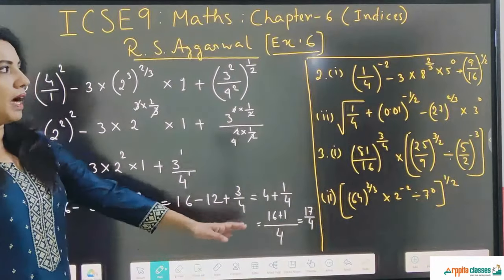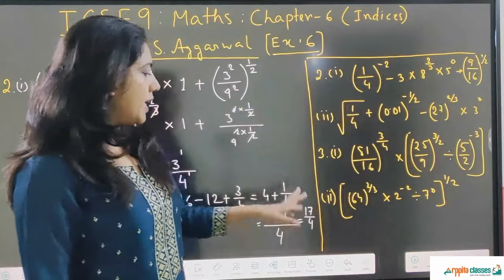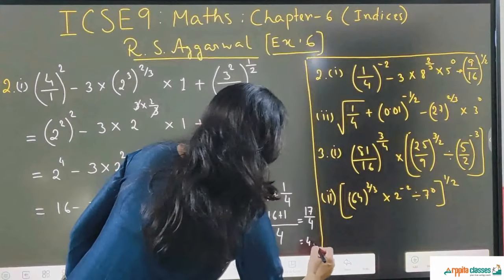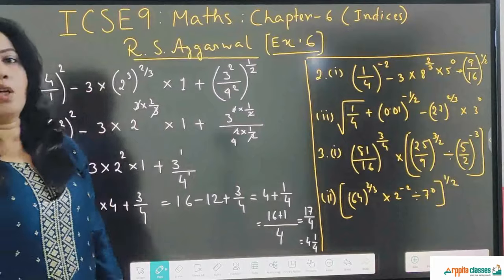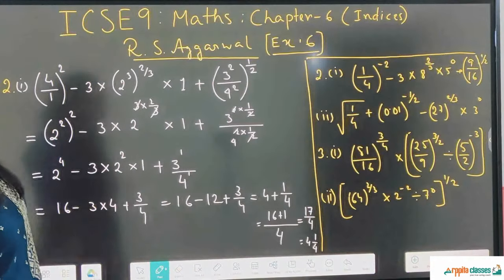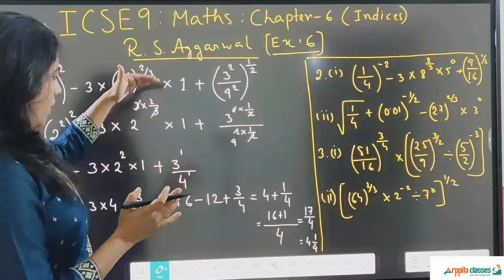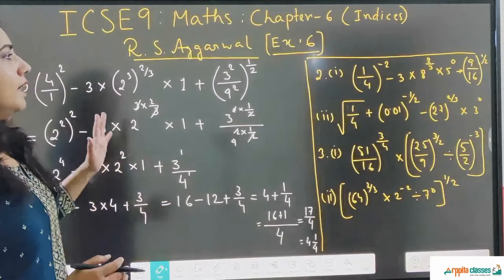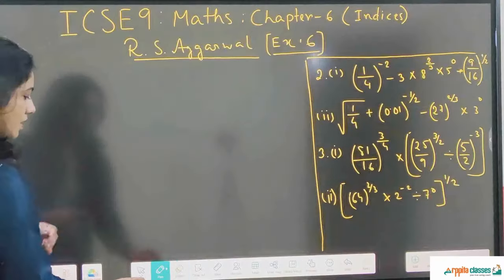Now since the question is given in fraction, you can give the answer in mixed fraction. So it will be 4 whole 1 by 4. So this is the answer for the first sub question of the second one. I hope everyone understood. I did all the steps step by step so that you understand nicely. So let us move on to the next question.